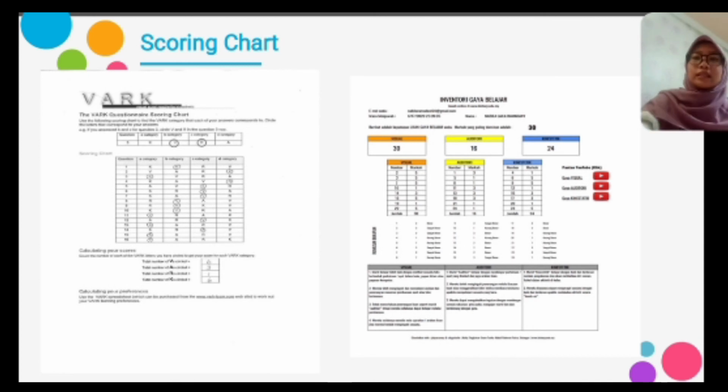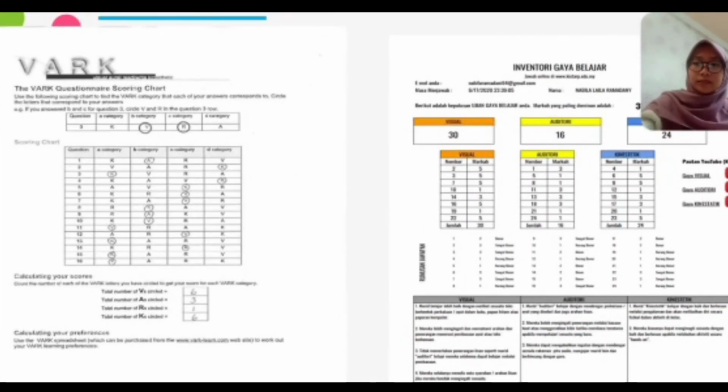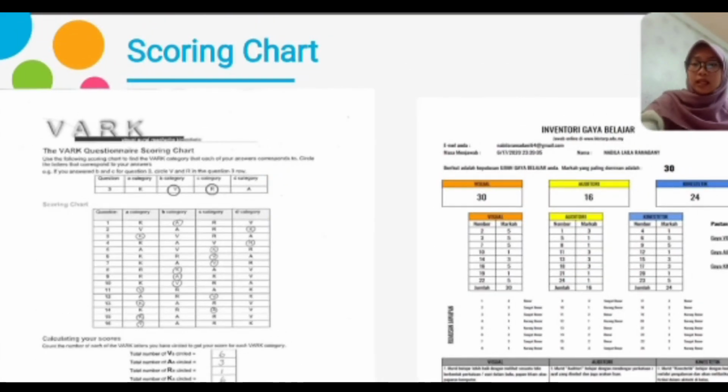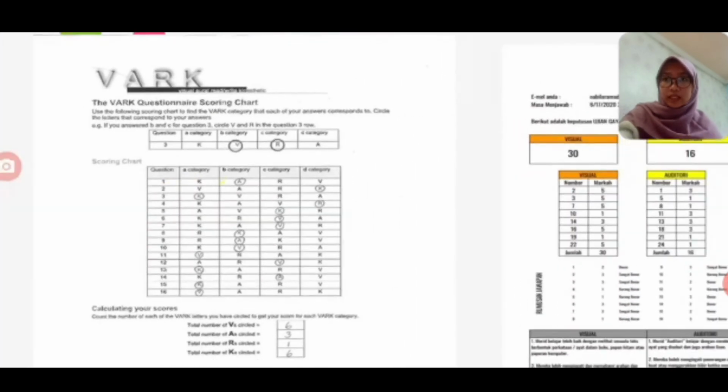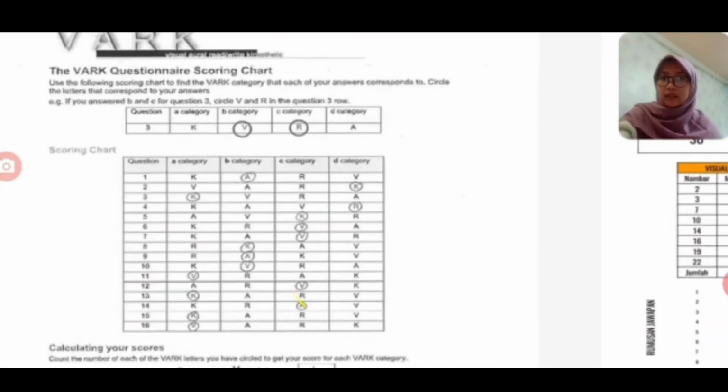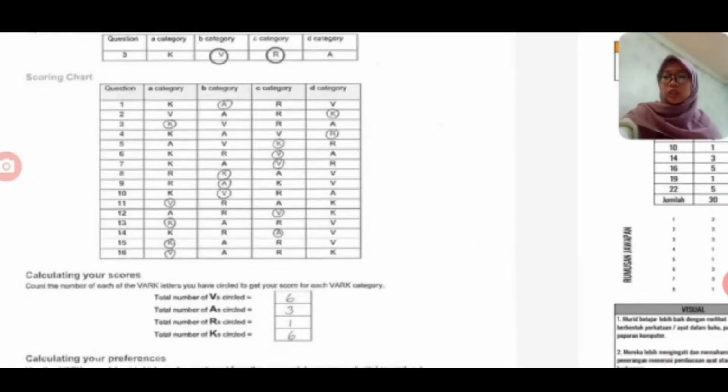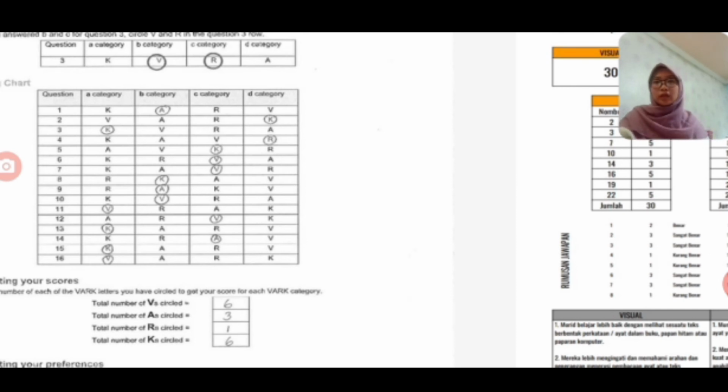So the last slide. This is the example of the scoring chart. If you can see this one, you just circle the selected answer and you add up the answers based on the code. The code with the highest score is the learning style that tends to suit you.